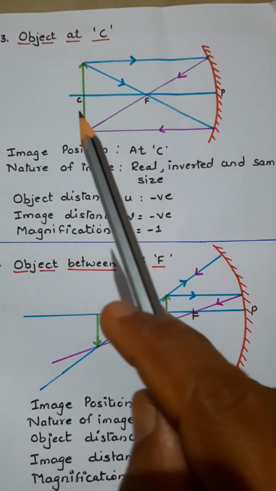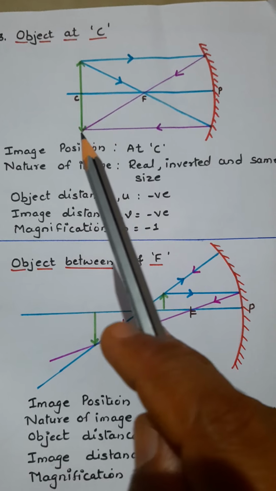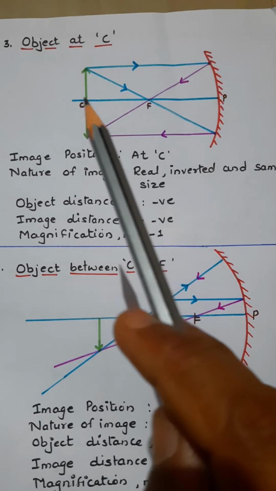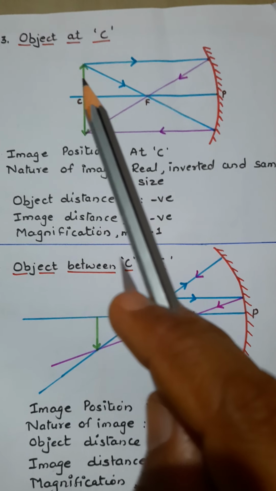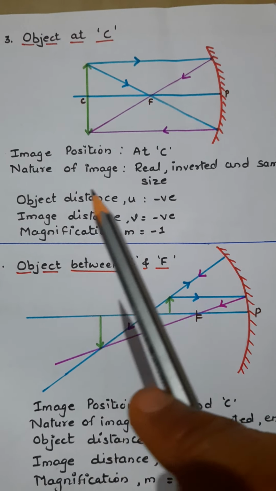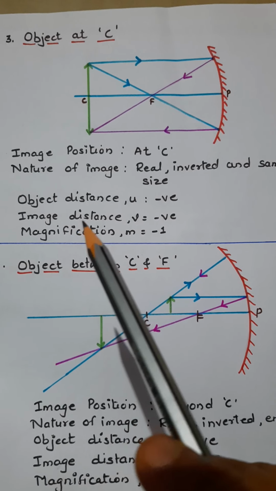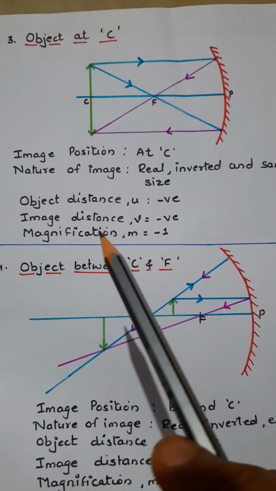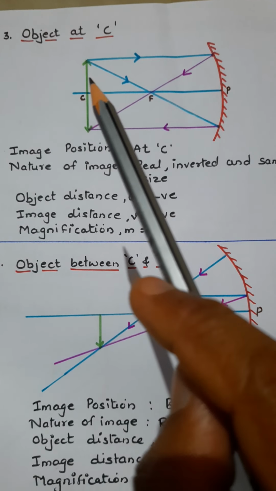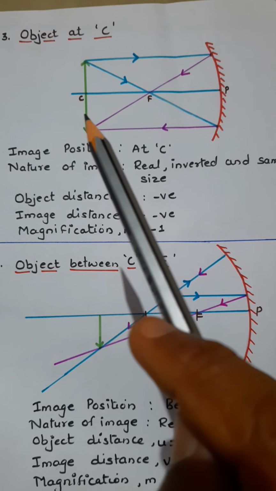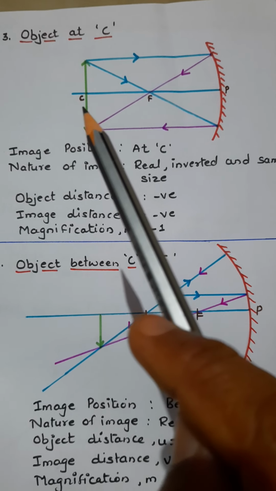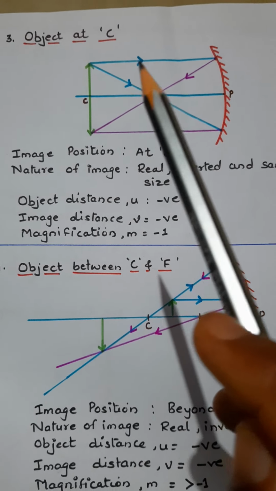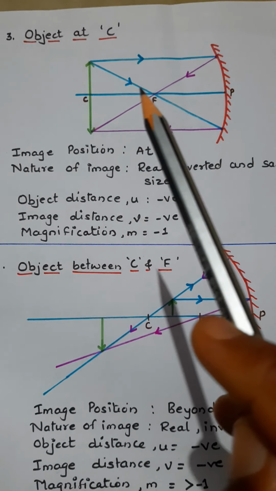Nature of the image: as the rays of light are actually meeting each other or intersecting each other, we get the real inverted image of the same size as that of the object. As per the sign convention, object distance, image distance and the magnification in this case are negative. Magnification, as the size of the object and the size of the image are equal, will be equal to -1. The minus sign indicates the real image.